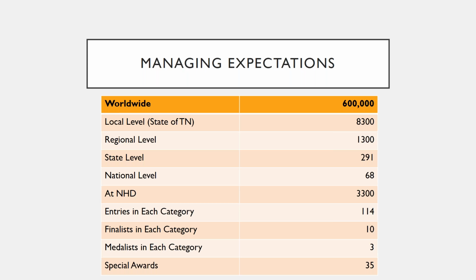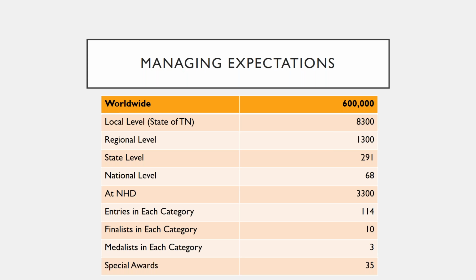Around the world, approximately 600,000 students are participating. Here in Tennessee, we have about 8,300. Over 1,300 came to our 6 regional contests. We had 291 students at the state contest. 68 of you qualified for the national contest. At National History Day last year, there were 3,300 students.